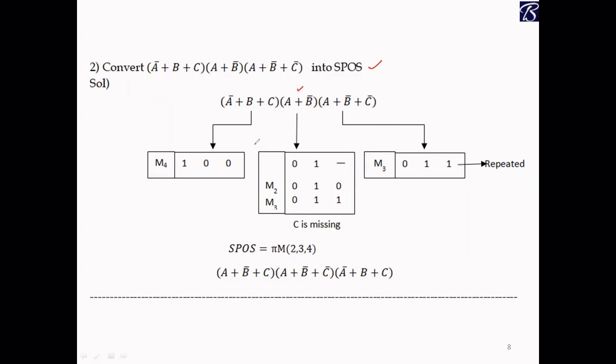In the POS form, the 0 indicates uncomplement and 1 indicates complement. So this A bar is a complement here, that's why 1. And B, C, no complement, that is why 0, 0. You need to take all the terms that are there in this first sum term. In the second sum term, C is missing. So this A indicates 0 because it is uncomplement, and this is complement, that's why take it as 1. In the POS form, 0 indicates uncomplement and 1 indicates complement.